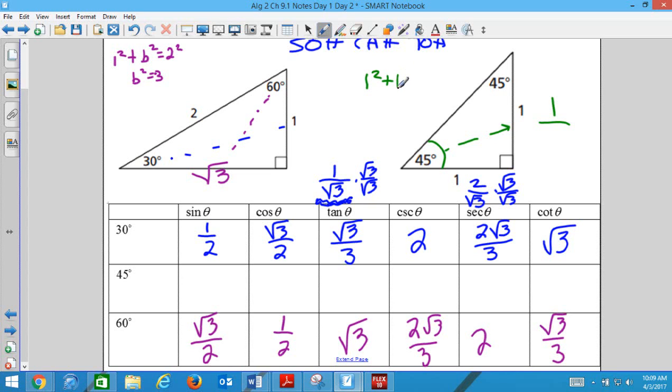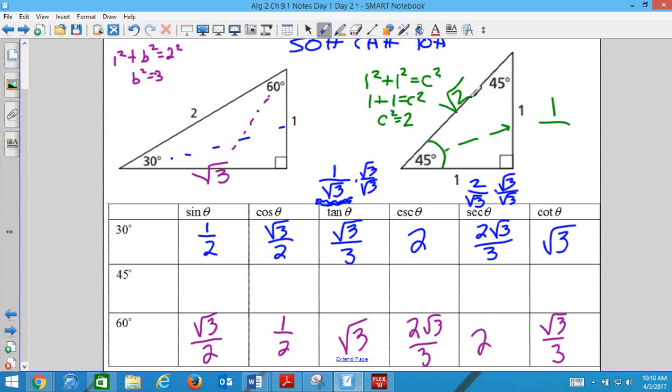Okay. So 1 squared plus 1 squared equals c squared. So 1 plus 1 is 2, so c squared is 2. This is radical 2. So in a 45, 45, 90, it is 1, 1, radical 2.